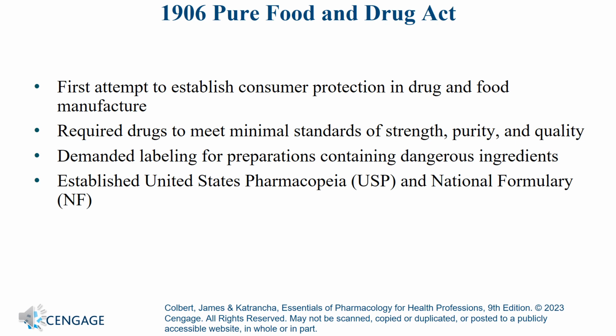The 1906 Pure Food and Drug Act was the first attempt to establish consumer protection in drug and food manufacture. It required drugs to meet minimum standards of strength, purity, and quality. It also demanded labeling for preparations containing dangerous ingredients, and it helped establish the United States Pharmacopoeia, which is your USP, and the National Formulary, which is your NF.